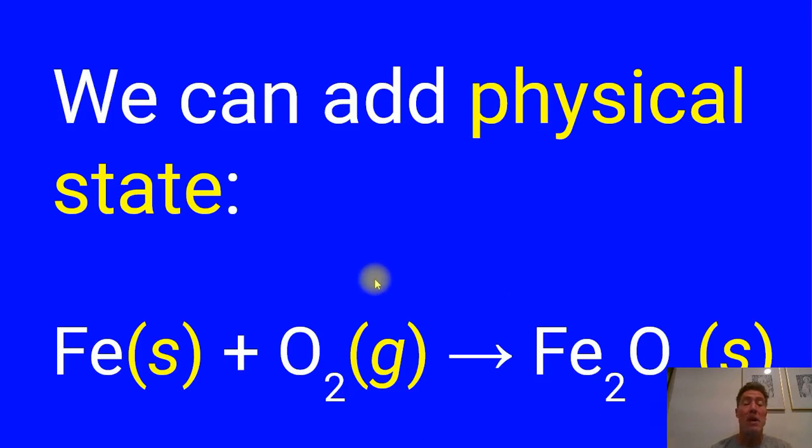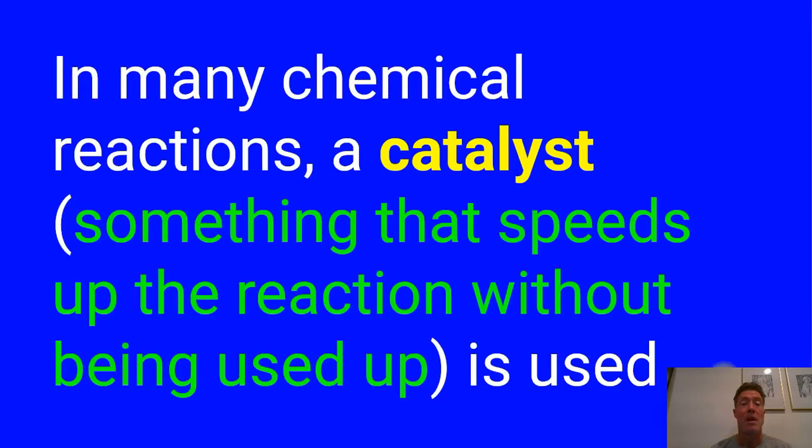Now, to a chemical equation, we can also add physical state. So we can say iron in its solid state, solid iron, plus O2 in its gaseous state, forms iron oxide, another solid. In many chemical reactions, we sometimes add a catalyst, and that is something that speeds a reaction up without itself being used up. So it helps the reaction move along more quickly without itself being consumed by the reaction.